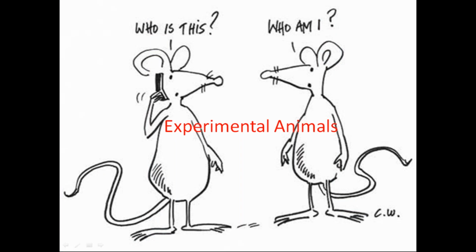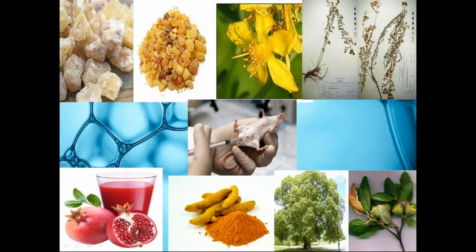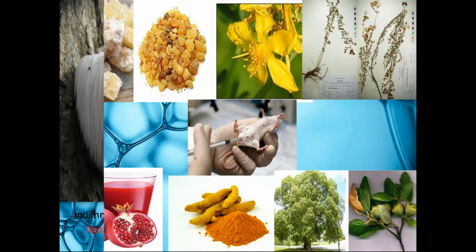For experimental animals, I present some data of my PhD students. For example, in my laboratory, we try to treat Alzheimer's disease with different plants. We use curcumin, passiflora, pomegranate, and other plants, and we find positive data about memory and about Alzheimer's disease.